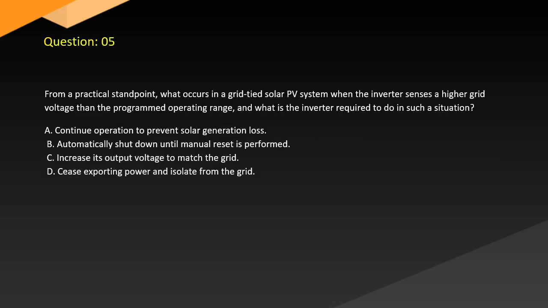Question 5. From a practical standpoint, what occurs in a grid-tied solar PV system when the inverter senses a higher grid voltage than the programmed operating range, and what is the inverter required to do in such a situation? A. Continue operation to prevent solar generation loss. B. Automatically shut down until manual reset is performed. C. Increase its output voltage to match the grid. D. Cease exporting power and isolate from the grid.